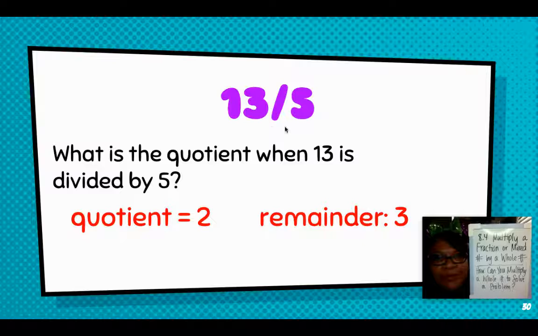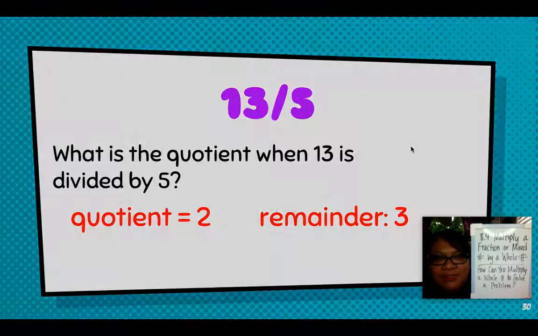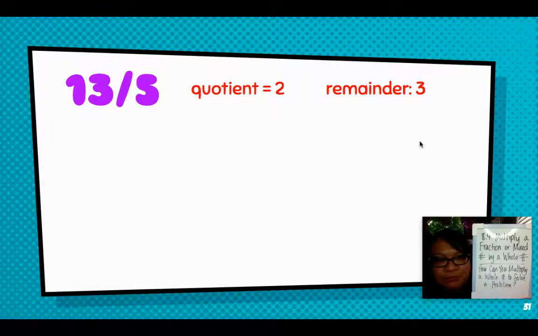When we look at a fraction like 13/5, we want to look at what is the quotient when 13 is divided by 5. That's what that means. How many times does 5 go into 13? You get a quotient of 2 and a remainder of 3. Let's see what that looks like in picture form.